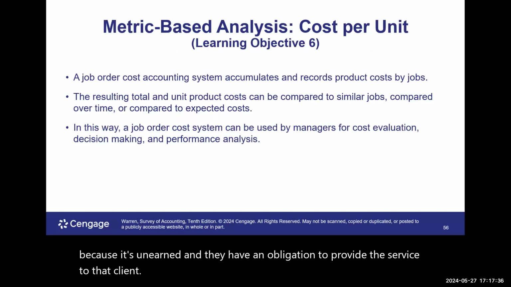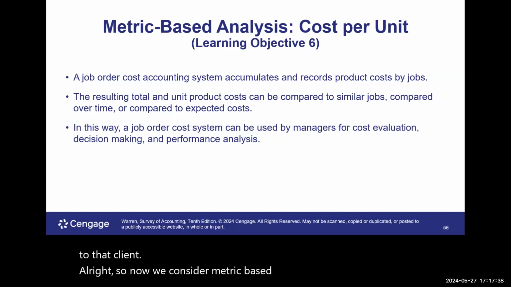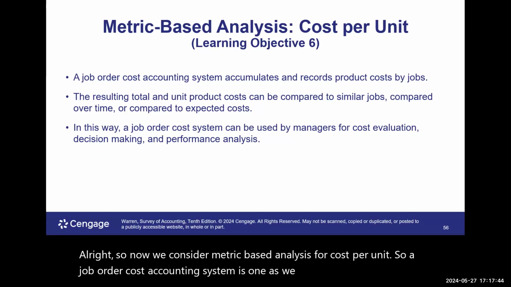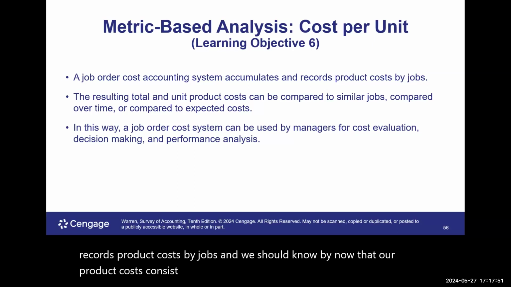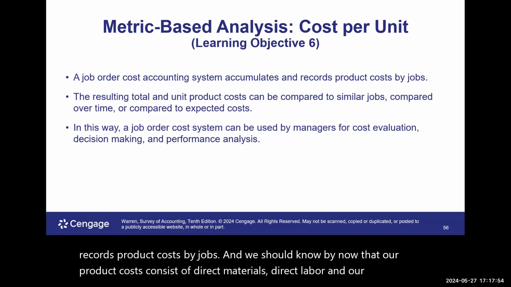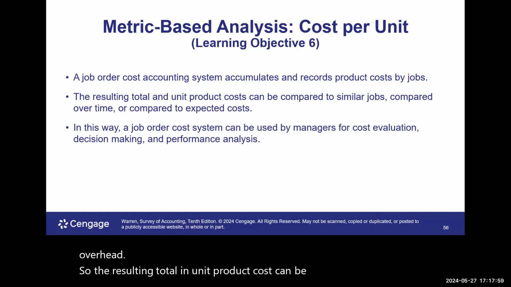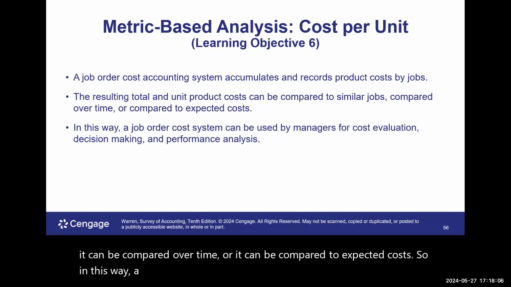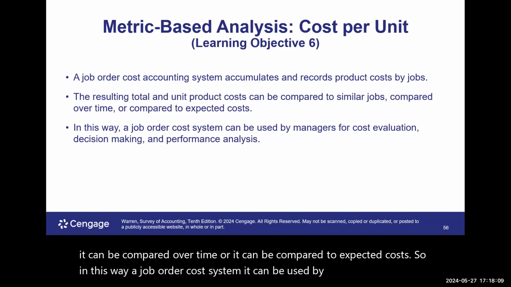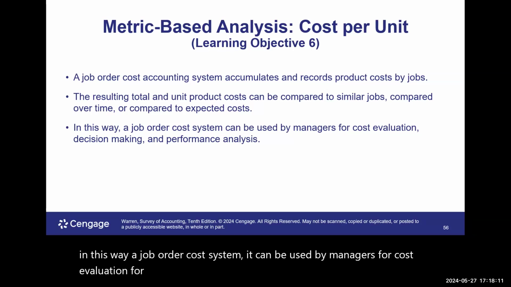All right, so now we consider metric-based analysis for cost per unit. So a job order cost accounting system, as we learned, accumulates and records product costs by jobs. And we should know by now that our product costs consist of direct materials, direct labor, and our factory overhead. So the resulting total and unit product cost can be compared to similar jobs. It can be compared over time, or it can be compared to expected costs. So in this way, a job order cost system can be used by managers for cost evaluation, for decision making, and for performance analysis, right?